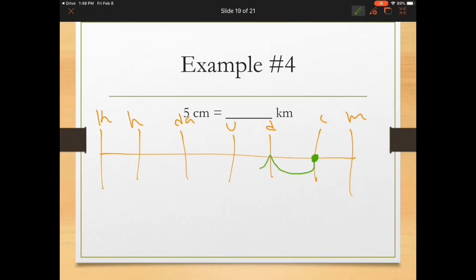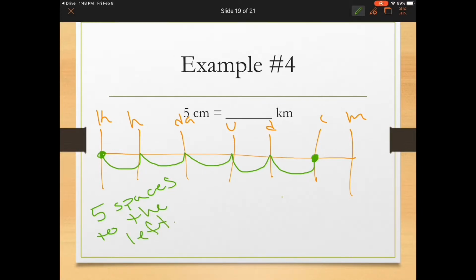So we've got to make 1, 2, 3, 4, 5 jumps. We went 5 spaces to the left.